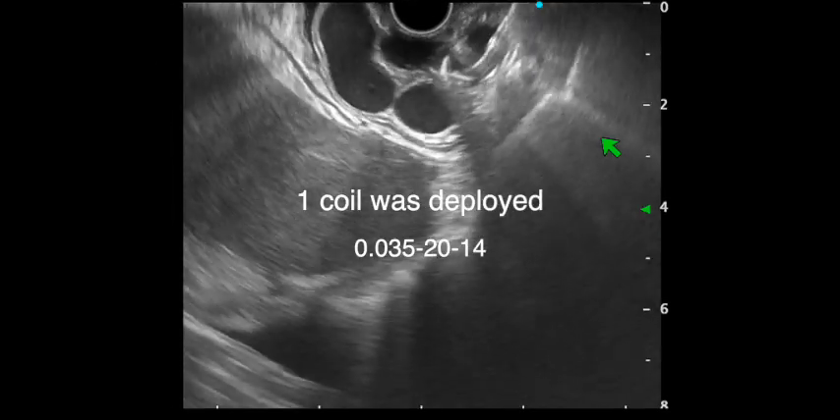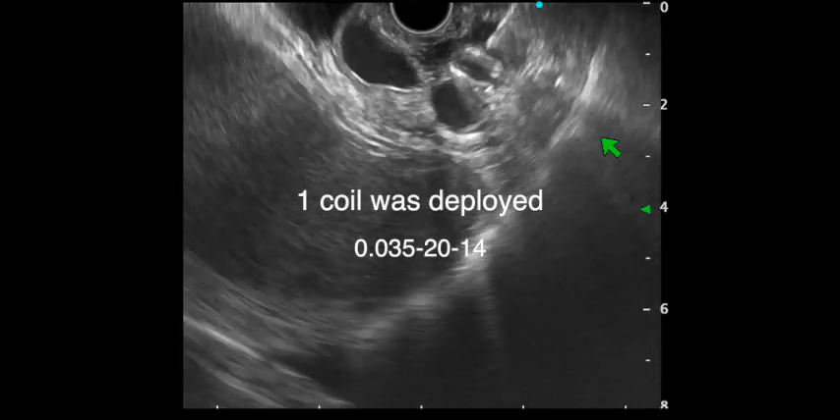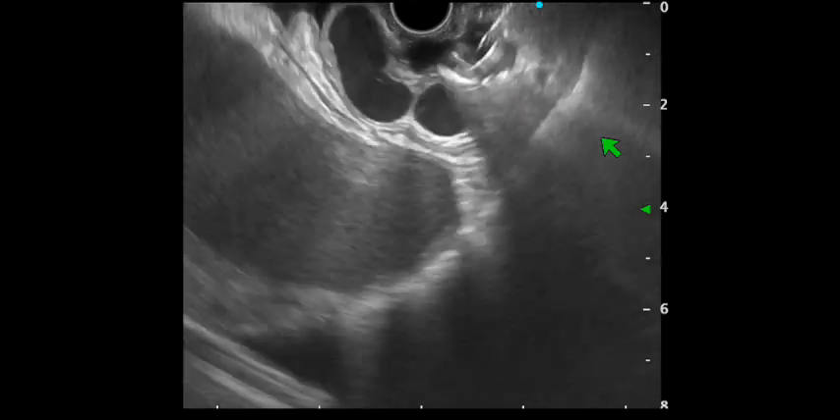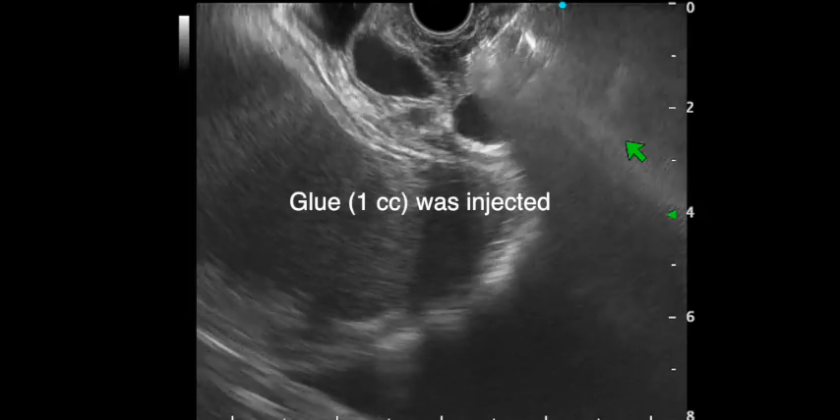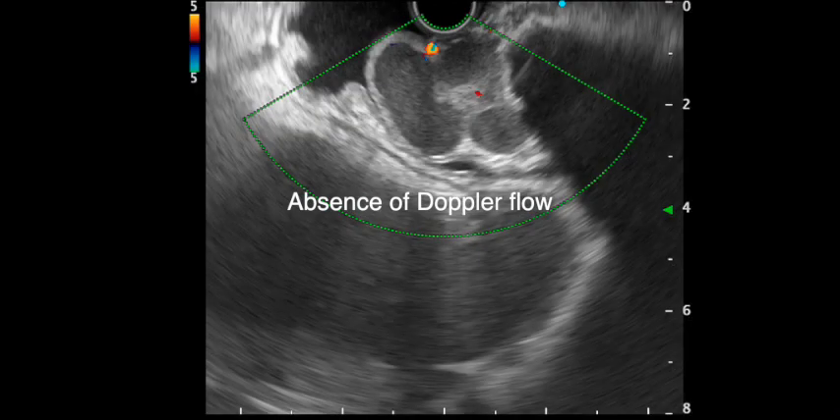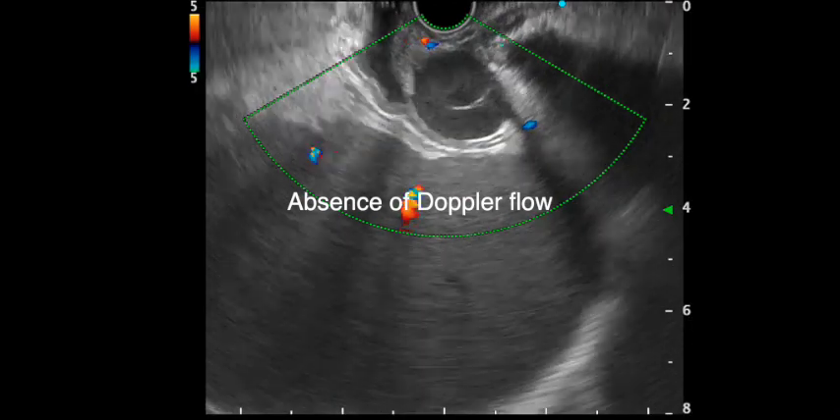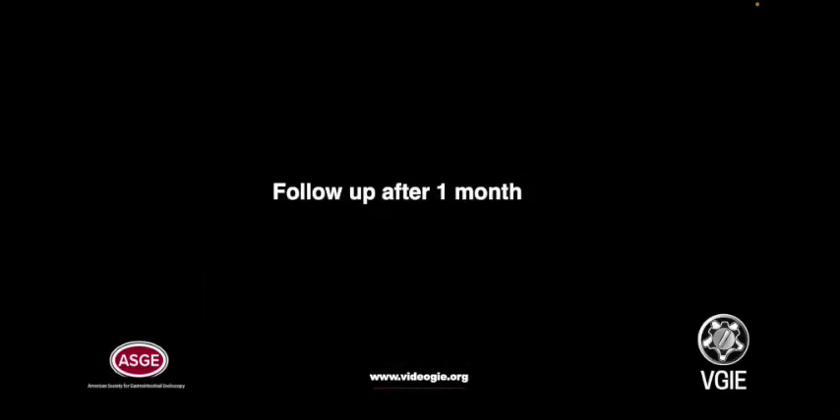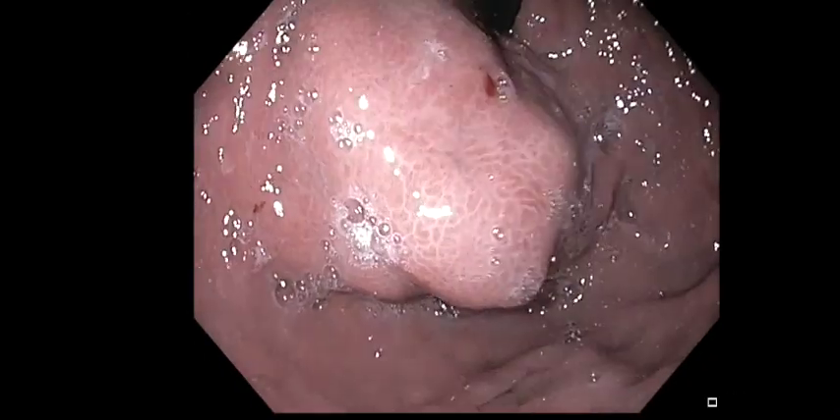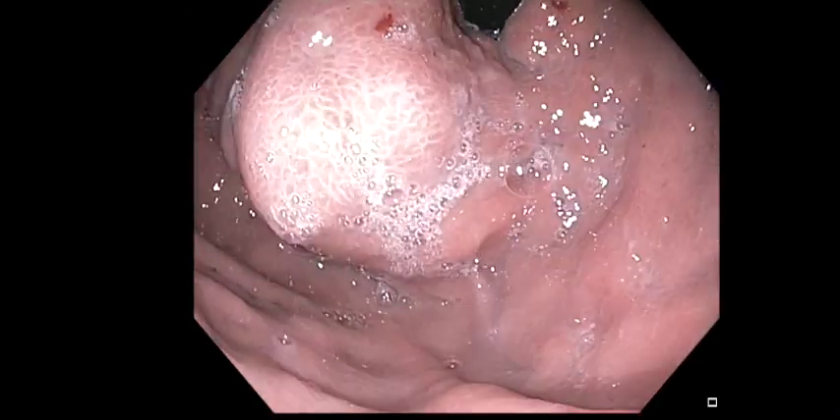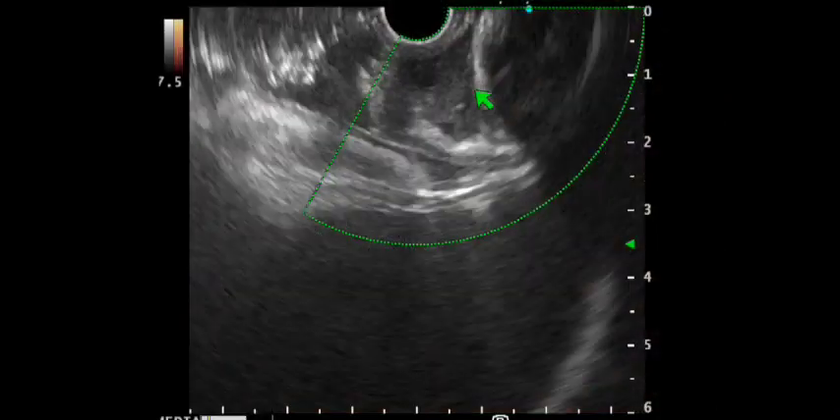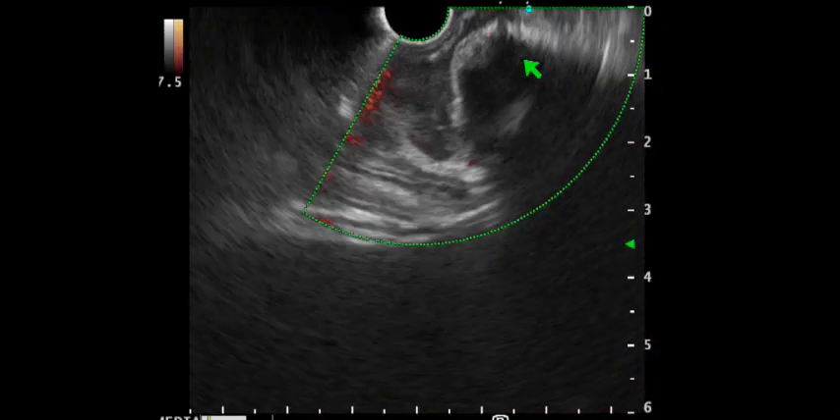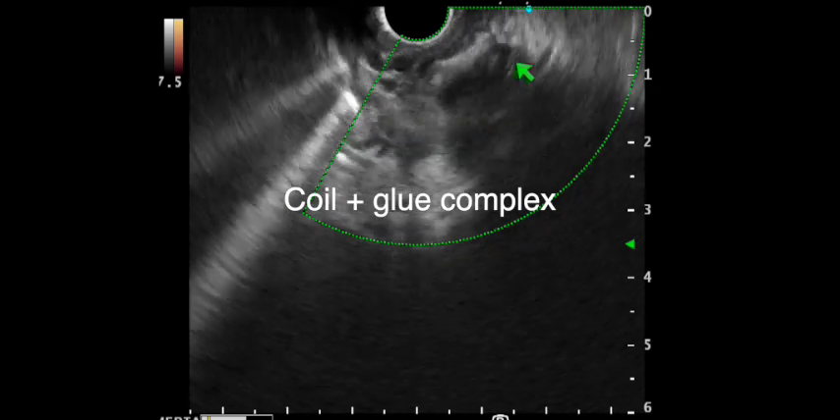The feeder vessel was identified and punctured with a 19 gauge needle, and one coil was deployed, and following that 1 cc glue was injected. Post embolization, an absence of flow was documented within the varix. Follow-up gastroscopy at 1 month showed decrease in the size of the varix with tethering of the surface mucosa, and on EUS, acoustic shadowing from the coil plus glue complex along with absence of Doppler in the varix as well as the feeder vessel was observed.